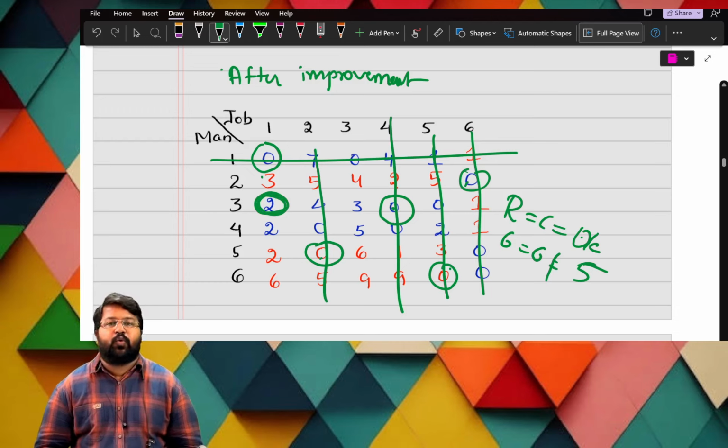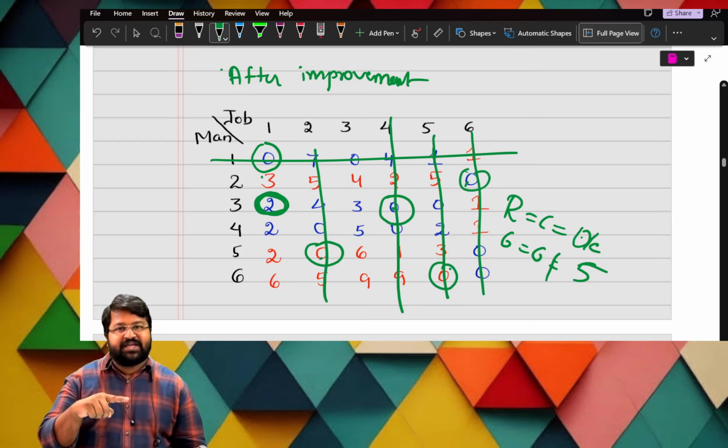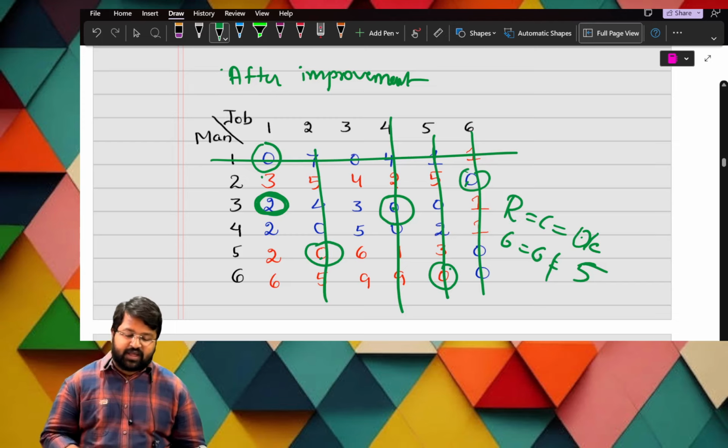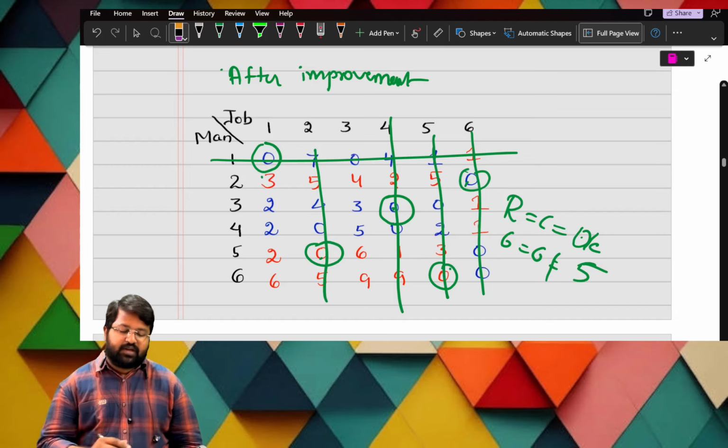So now what I have to do? I have to add at the junction. From the uncovered, I have to deduct. The covered, I should not touch at all. Okay? So till here you do it, buddies.